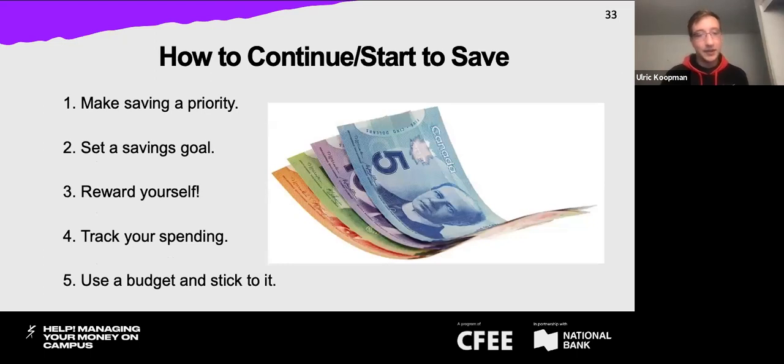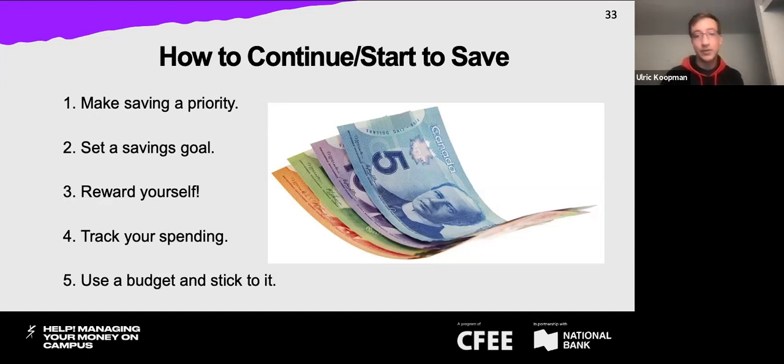So the following are some things to do to start and continue to save. Number 1 is make saving a priority. Save some money, even a little, before you do anything else with your money. As we mentioned, saving should be a part of your budget. Pay yourself first. Set a savings goal that will be motivating. Have a target. Give yourself something specific to work towards and reach for. Try and set a time period to get there.